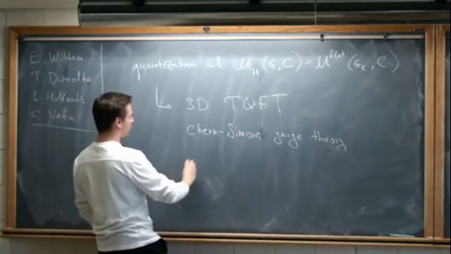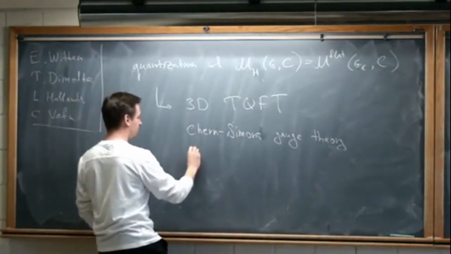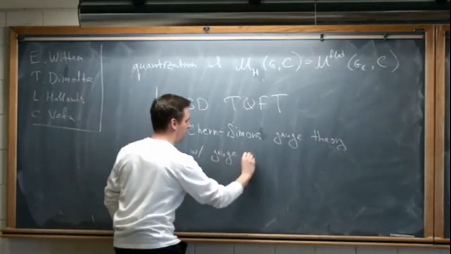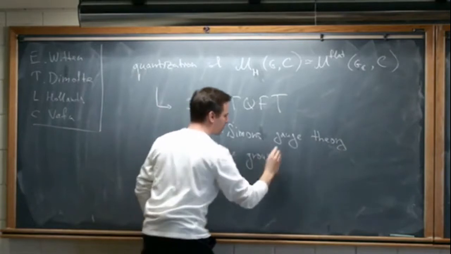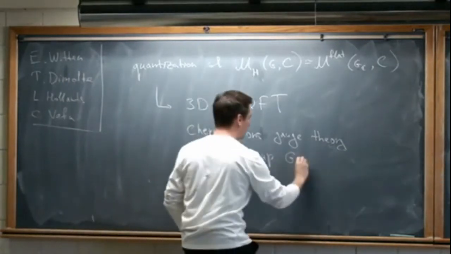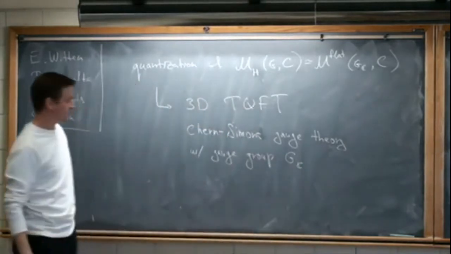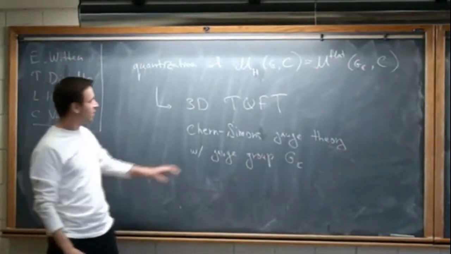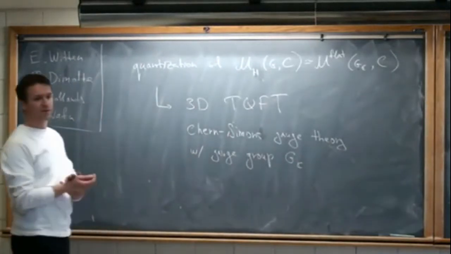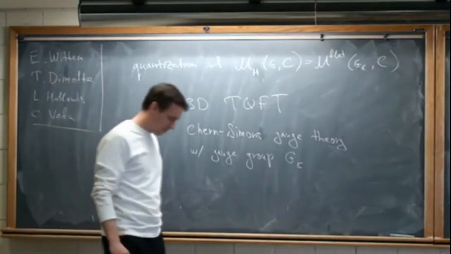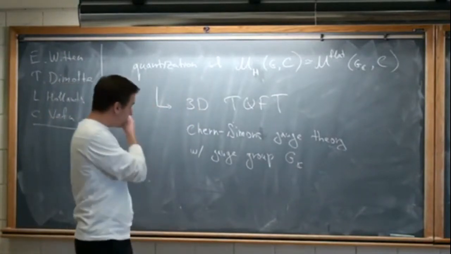Based on a complex group G_C. So the complex gauge group G_C appears as the gauge group of this theory. So this is a very interesting gadget in itself. So let me tell you a little bit of the structure of this theory, in particular what's going to be relevant for the rest of the talk.